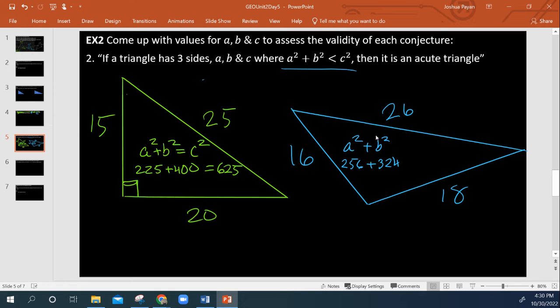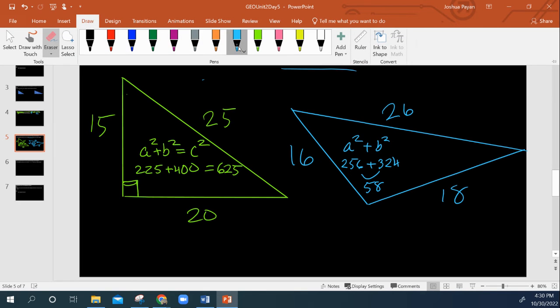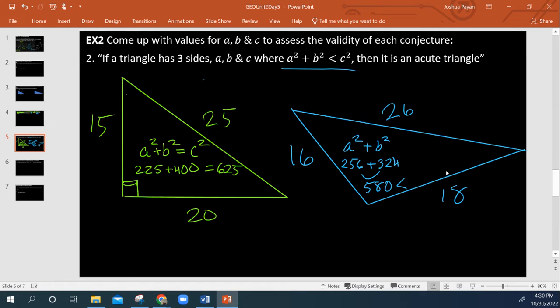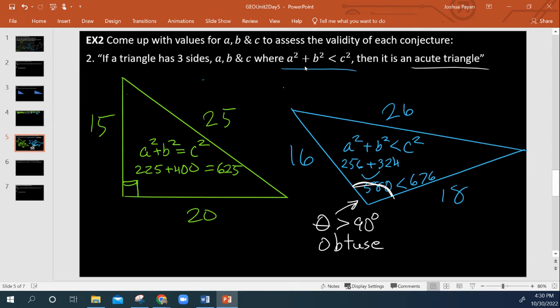Right? And let's see, 26 squared. That is 676. Okay, so 256 plus 324 equals 580, right? And what that tells us is that 580 is in fact less than 676, right? So that means A squared plus B squared is less than C squared, right? And according to this conjecture, that would give us an acute triangle. Well, looking at this picture that we have right here in front of us, this angle right here, we'll just say it's unknown, it's theta, it's axiomatically greater than 90 degrees. That is an obtuse angle, and therefore this is not going to be an acute triangle, but an obtuse triangle. Okay, so we come to a really cool implication from that just by kind of delving into what if, right?